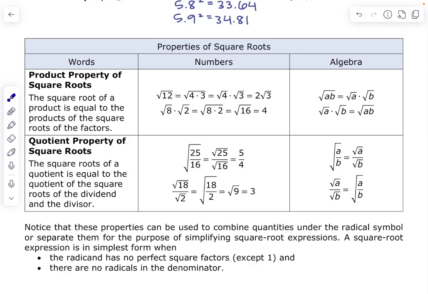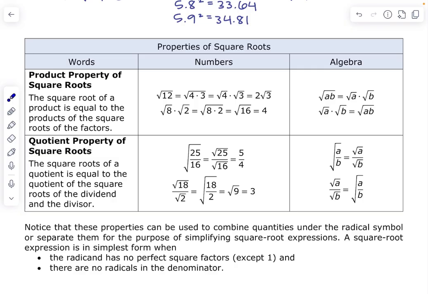Okay, the quotient property of square roots is pretty similar. It says the square root of a quotient is equal to the quotient of the square roots of the dividend and the divisor. So if I have the square root of a fraction, I can split that square root up to apply to the top and the bottom, or the numerator and the denominator. In this case, we know the square root of 25 is 5 and the square root of 16 is 4. So the square root of 25 over 16 is going to equal 5 over 4.